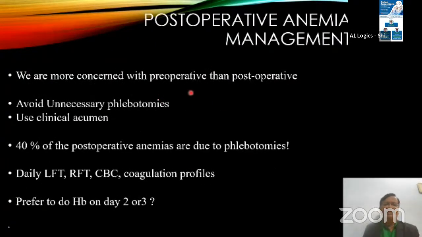We are more concerned with preoperatives. Avoid unnecessary phlebotomies. I can see books say 40% of post-operative anemia is due to phlebotomy. What is phlebotomy? Take blood, 15 ml, 20 ml, take culture, blood culture, LFT, RFT, CBC, coagulation profile daily. So beware. Is it needed? Think about it. Many times the CBC and RFT are not seen by the surgeons. Somebody else sees those hemoglobin values. So phlebotomies, LFT, RFT, CBC, not like this. Do an investigation, hemoglobin, preferably on day 2 or 3, where it will reflect the hemoglobin levels clearly.